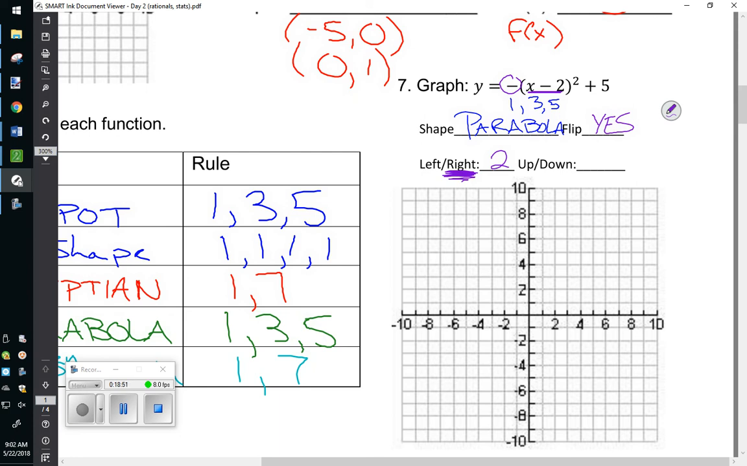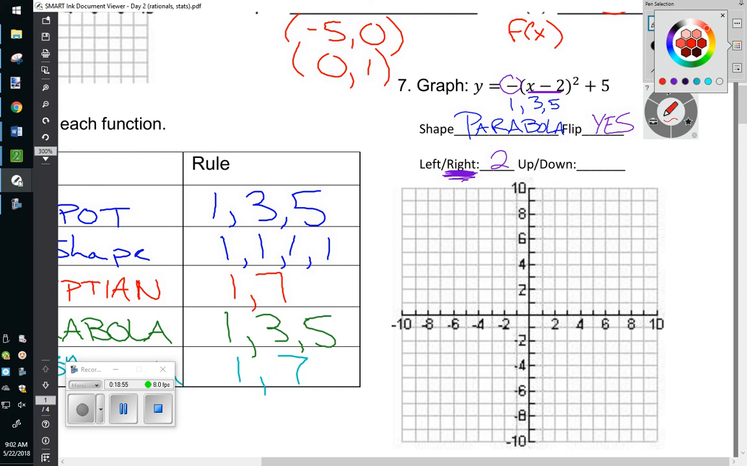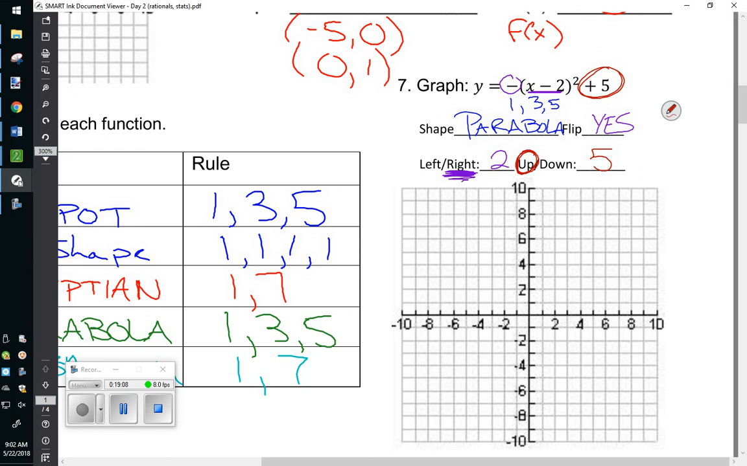The up and down, remember up and down is what's tagged on the end. And so in this case, I've got this 5 right here. Which direction does that 5 take you? Up. When it's tagged on the end, you do what it says, so it's going up. So I'm going right 2, up 5, there's my starting spot.